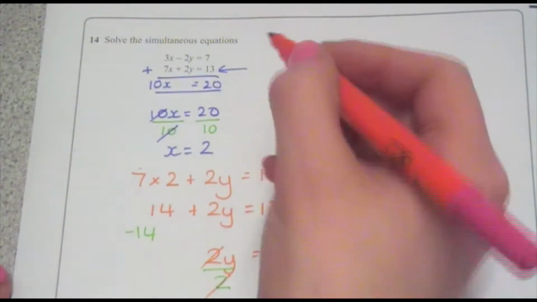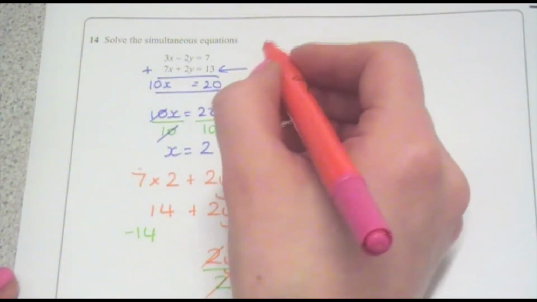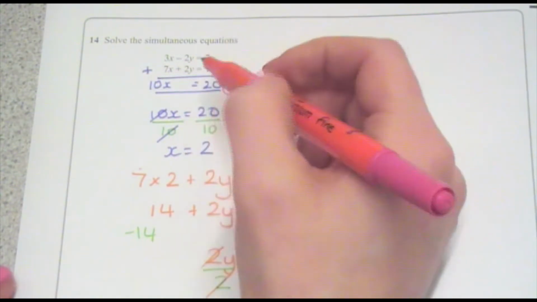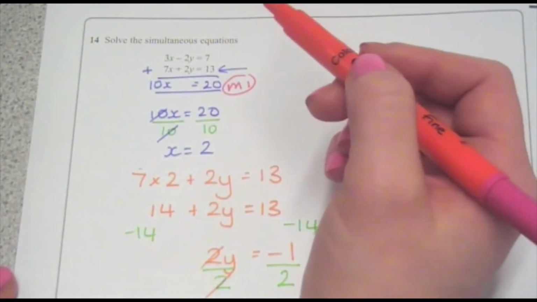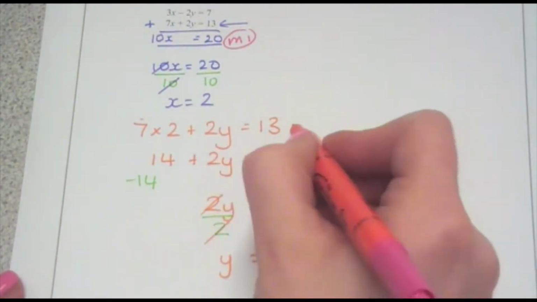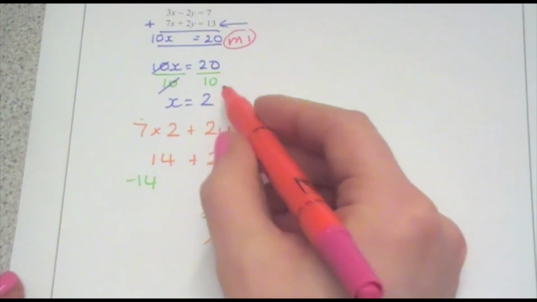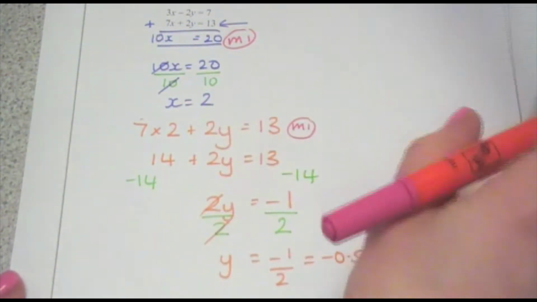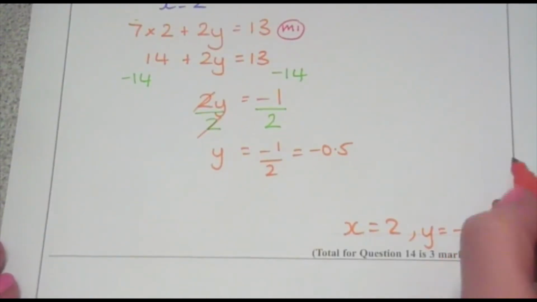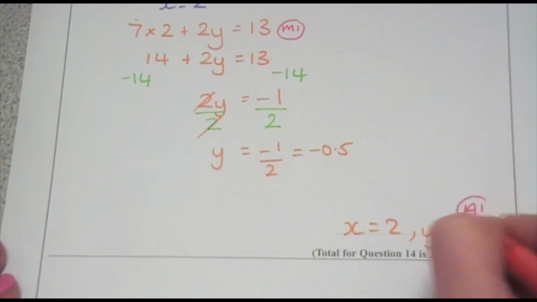For my first mark, it is for the correct process to eliminate either x or y. I chose to eliminate the y's. If you chose to eliminate the x's, you should also get the mark. My second method mark is for correctly substituting in my variable, so the value I found of x. And my third and final mark is for getting the answer that x equals 2 and y equals -1/2.